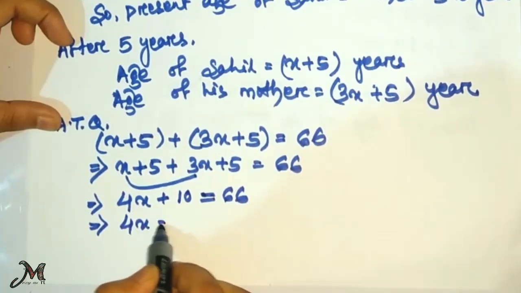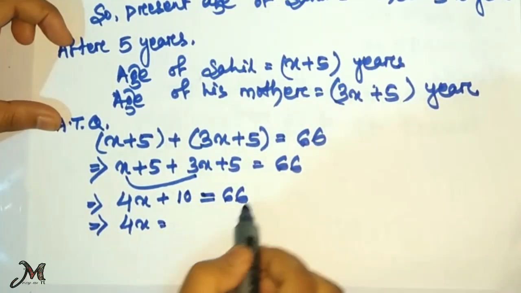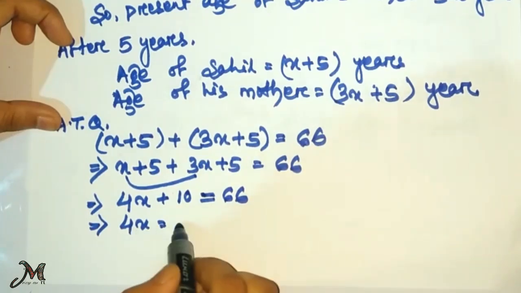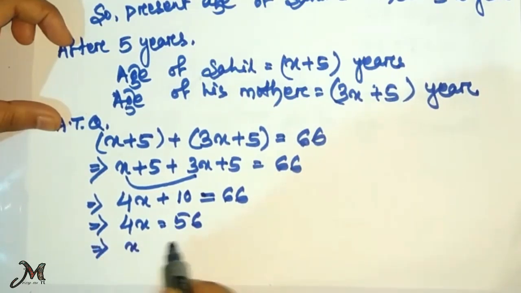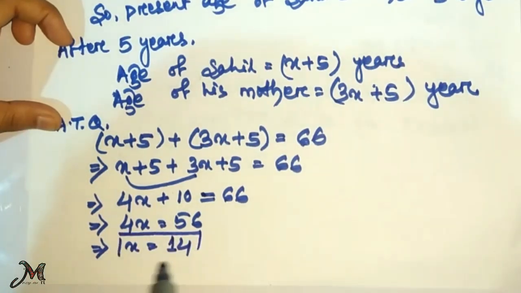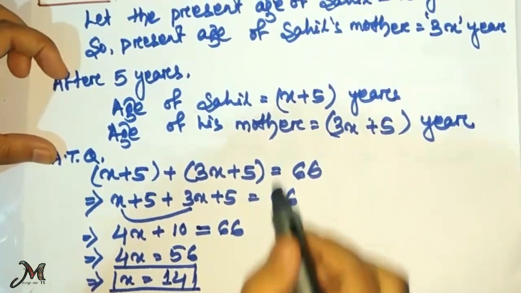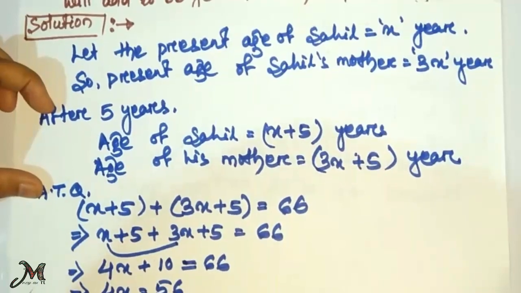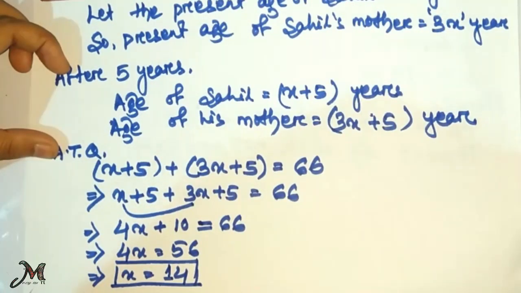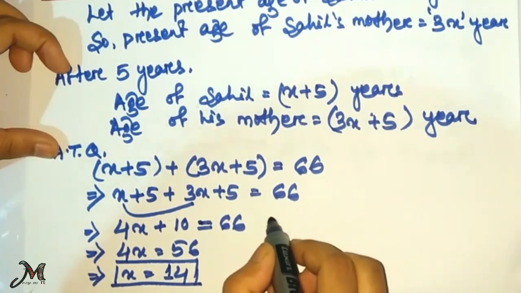Now 4x is equal to 66 minus 10, right? Because 10 will be transposed to the right hand side and we will get 4x is equal to 56. Then x is equal to 56 by 4. 56 by 4 will get 14. Right? So x is equal to 14. That means the present age of Sahil will be 14 years and the present age of his mother will be 3 into 14, that is 42 years.